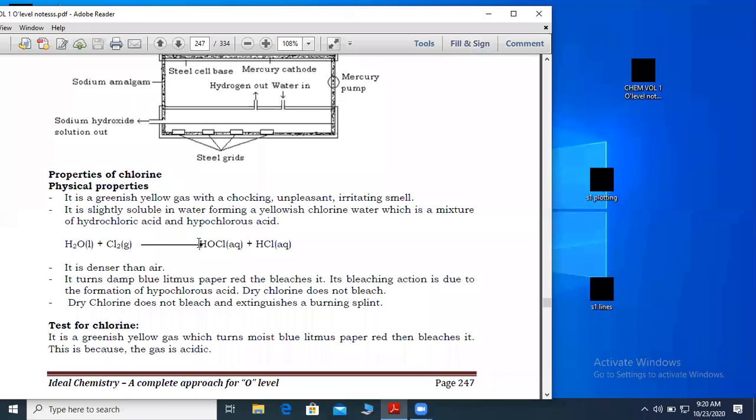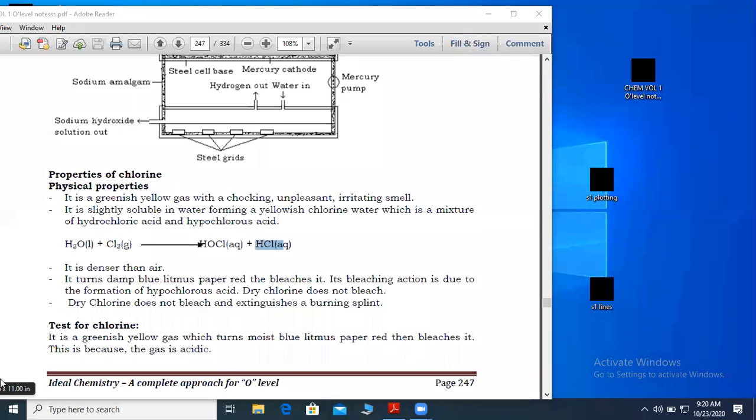So there is hypochlorous acid and hydrochloric acid when chlorine reacts with water. This is the one we are calling hypochlorous acid, HOCl. Then the formula for hydrochloric acid is just this. Then I asked another question.